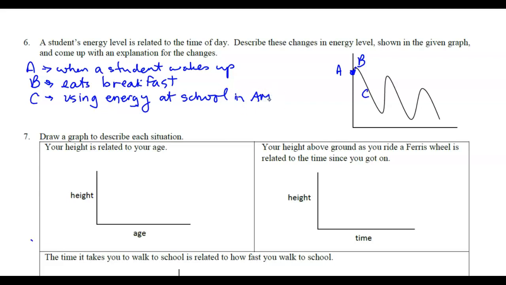So school in the morning, okay? So it dips kind of low here. What do you think is happening in D? Lunch, eating lunch and resting, right? So D, lunchtime. So food and a break. Up to here. And then E would be afternoon classes, right?